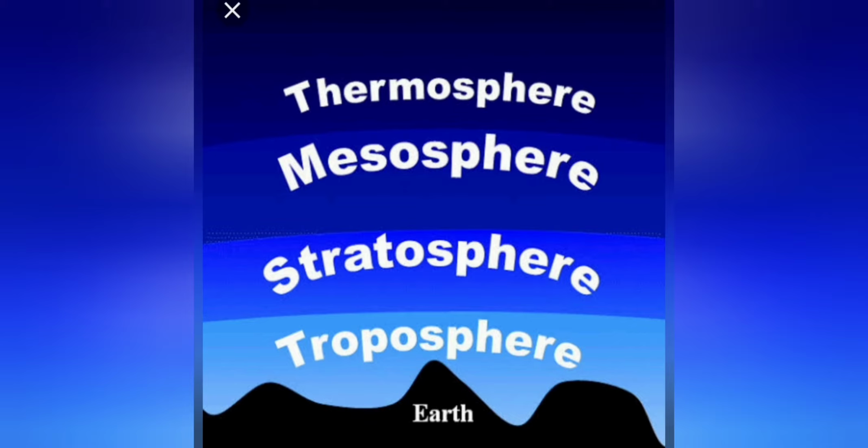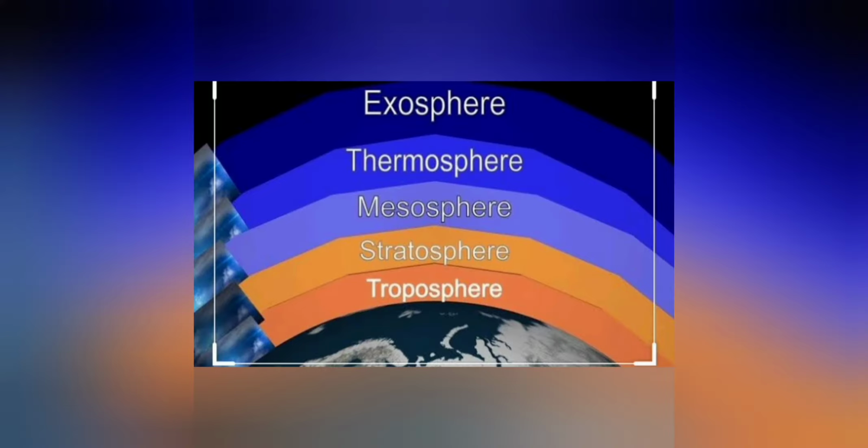The last layer is exosphere. The exosphere is the uppermost layer. The density of air is very low and it is in a rarefied form. Very light gases like hydrogen and helium are found in this layer. The temperature increases with the height and may reach up to 4500 degrees Celsius. The exosphere merges gradually into outer space.